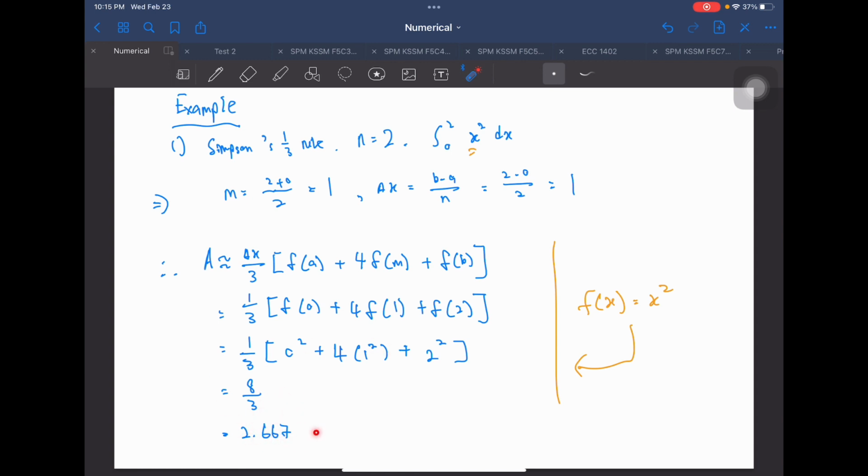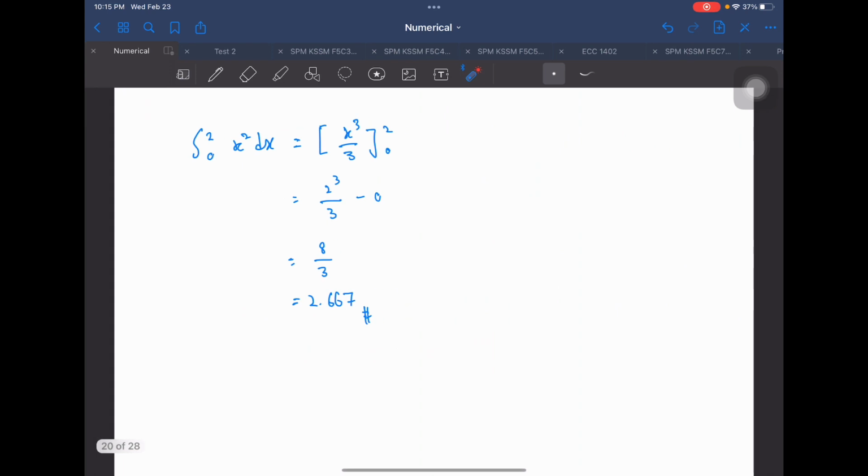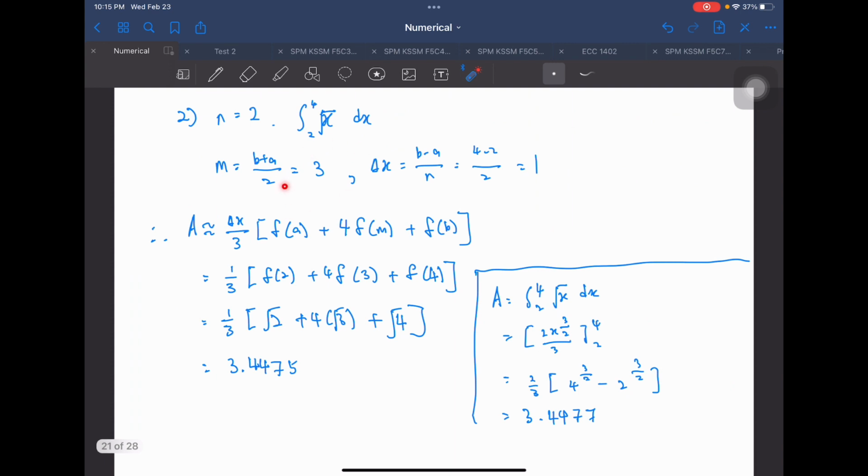But note that this f(x) is of degree 2, so let's check if it is exact. You do the normal integration, and you find that this is also 8 over 3, which is 2.667. So we can conclude that Simpson's one-third rule is exact when y or f(x) is of degree 2. Let's move on to the second example.